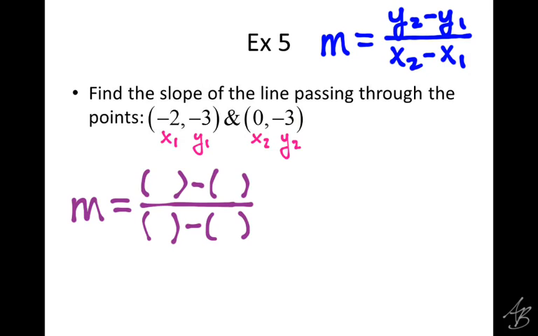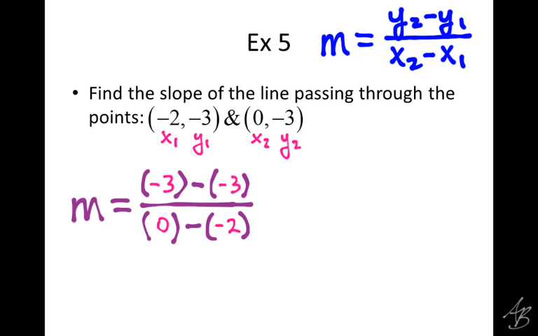This way, all we have to do is fill in the parentheses with the values for each of these coordinates. So what's going to go in the first one here? Y2 is what? Negative 3, and then y1? Negative 3, okay, and then on the bottom, x2? 0, and then x1? Negative 2.